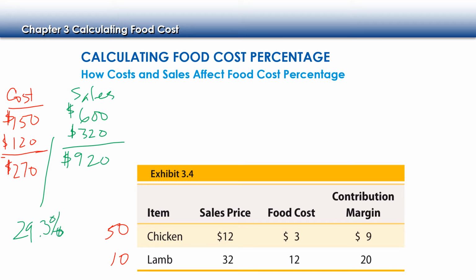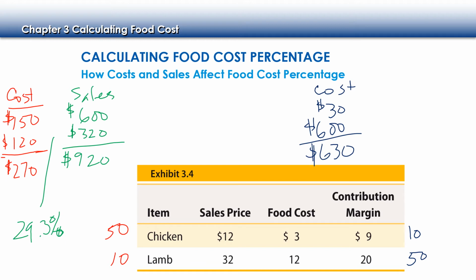So now let's flip those two numbers. Let's do 10 chicken and 50 lamb. So our cost is going to be, for 10, $30 for the chicken and $600 for our lamb. So that's $630 as our total cost.